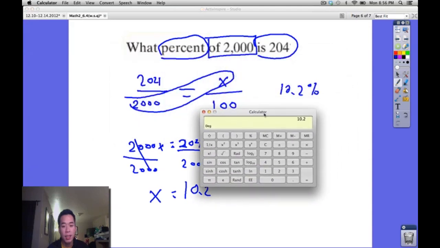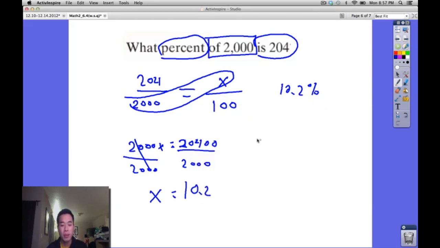Let's check our work real quick. If I take 10.2% times 2,000, I should get 204. Sorry, I multiplied there. 0.102. Convert it to a decimal first. Times 2,000 should be 204, which is correct. So I know I have the correct one. So this one, the answer is 10.2%. Okay, so 10.2% or 10 and 2/10% of 2,000 is 204.